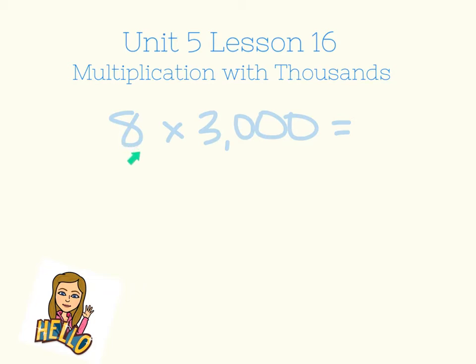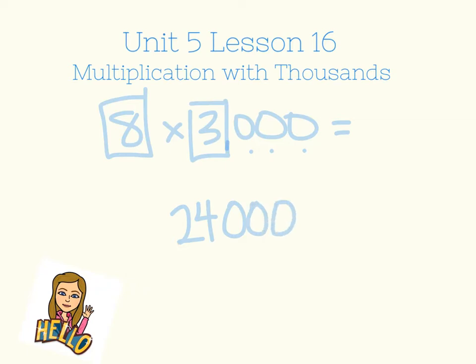So in this first problem, 8 times 3,000, just like I showed you before in the previous lesson, we're going to box those numbers that are not zeros. So in this case, 8 times 3. I know 8 times 3 is 24. Then I go back and look for any magic zeros. None with 8, but I see 1, 2, 3 in 3,000. So I need 3 in my product. Count in for the comma. 3 spots. Product is 24,000.